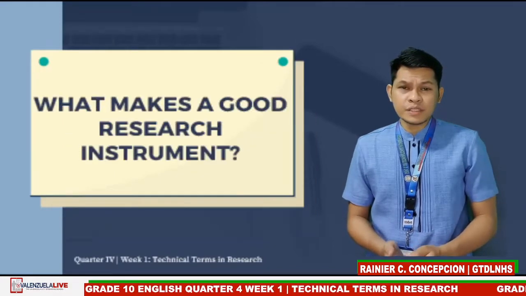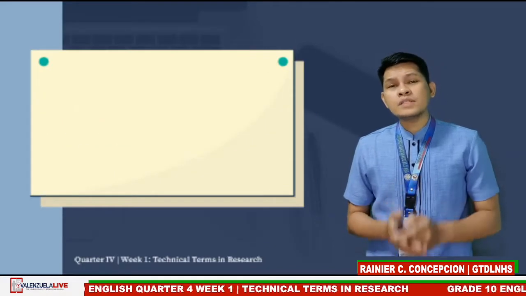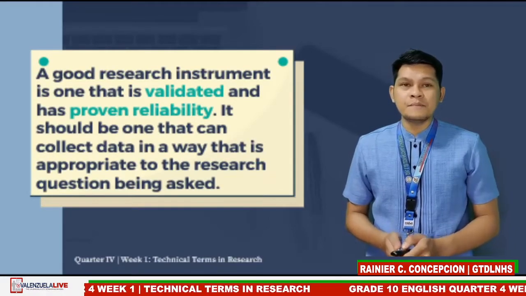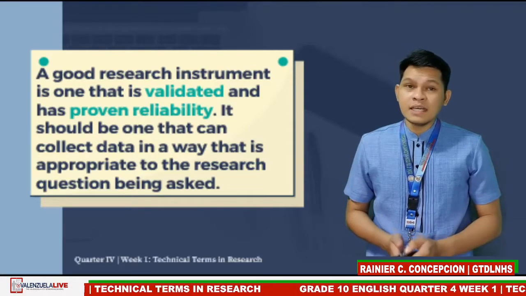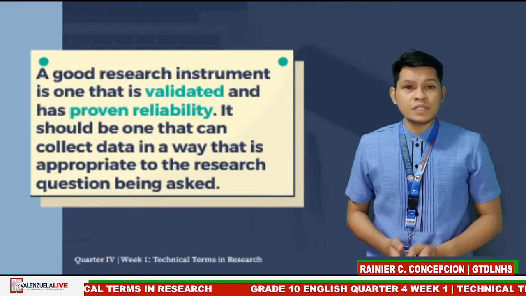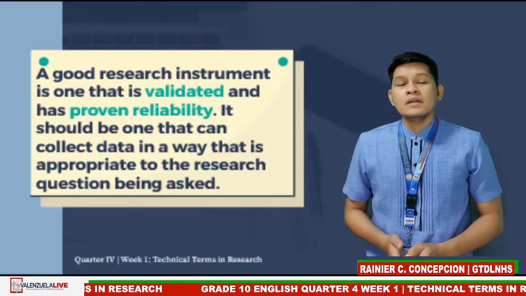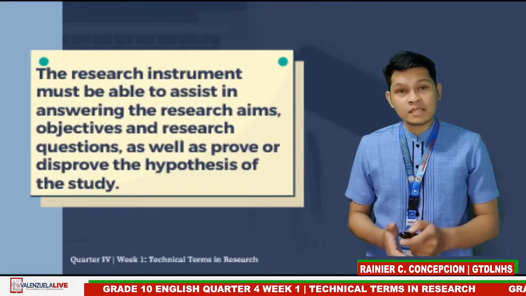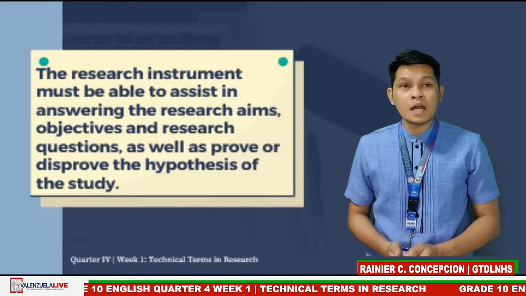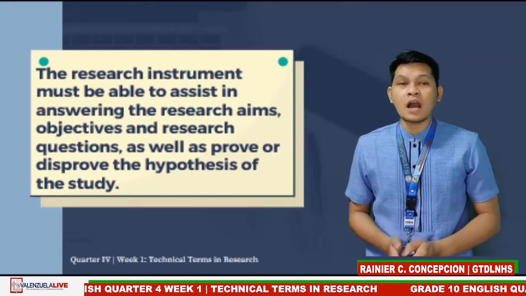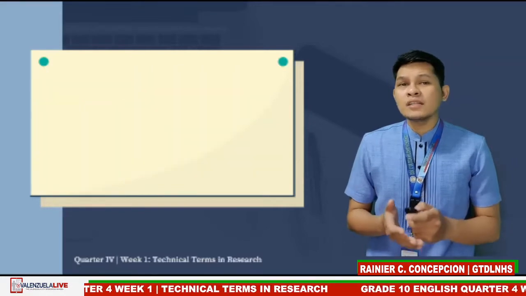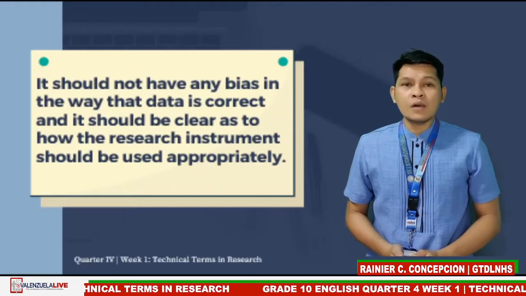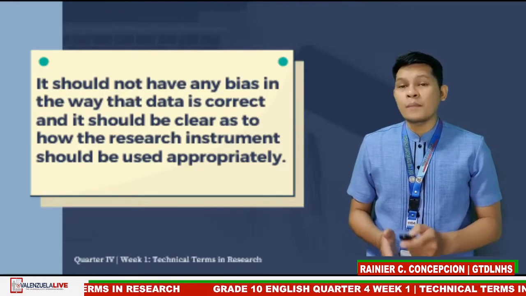What makes a good research instrument? Well, a good research instrument is one that is validated and has proven reliability. It should be one that can collect data in a way that is appropriate to the research question being asked. The research instrument must be able to assist in answering the research aims, objectives, and research questions, as well as prove or disprove the hypothesis of the study. It should not have any bias in the way that data is collected, and it should be clear as to how the research instrument should be used appropriately.